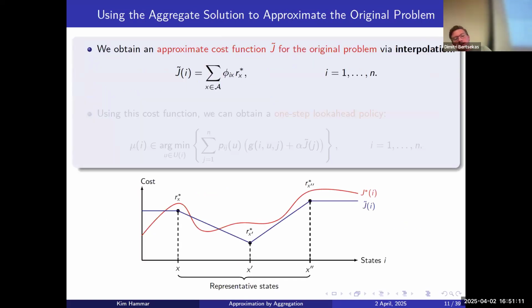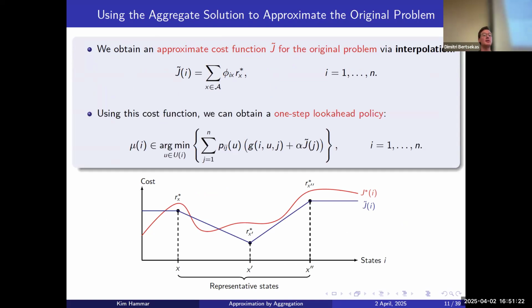Okay, so this is the interpolation formula. And that's how we obtain our cost function approximation. And once we have the cost function approximation, we can then combine that with, for example, online play and many other online methodologies that you have discussed in the course to derive policies. For example, a one-step look-ahead policy, but there are many other options here as well. And this is how we approximate the original problem using the solution to the aggregate problem. So now we have a cost function J tilde and a policy, both of which can be applied directly to the original problem based on the aggregate solution.